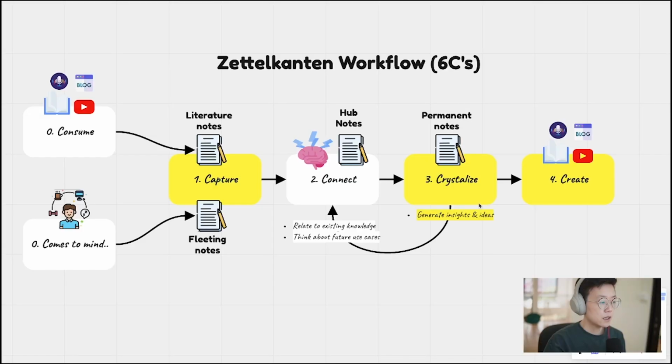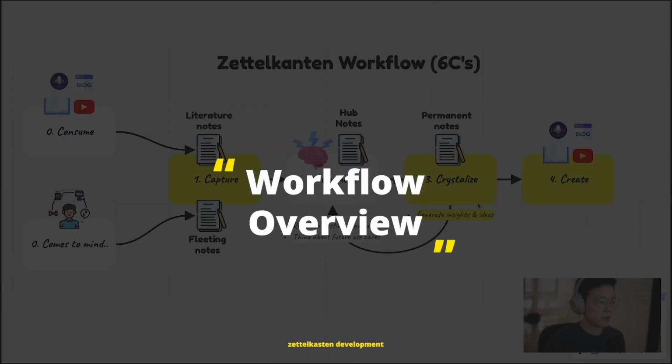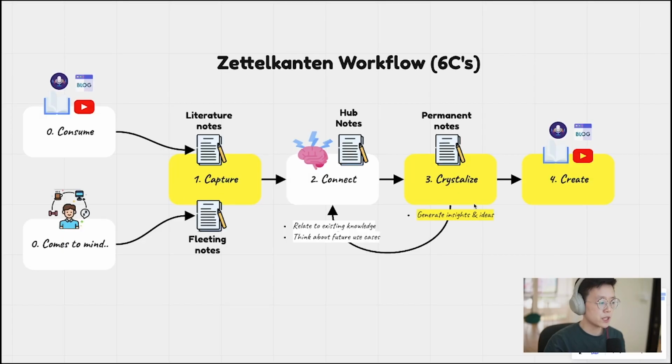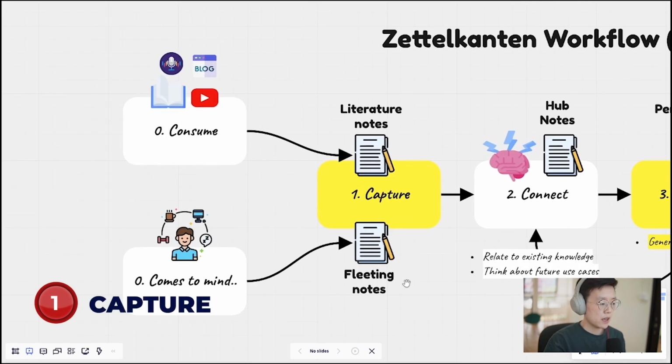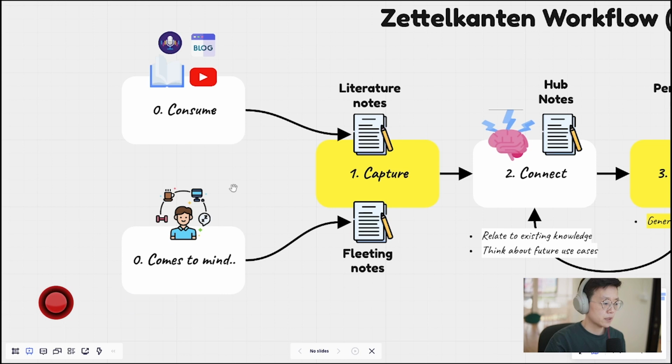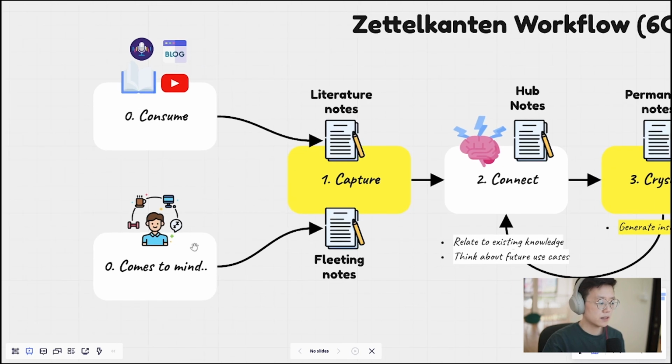So let's go. All right. Let's start with the overview of the Zettelkasten development. There are four steps in the process. First is to capture, and then connect, crystallize, and create. The first step is to capture. What you're going to capture are the things that you consume or the things that come to your mind during the day. The things that you consume, you're going to capture on literature notes, and the things that come to your mind, you're going to capture on fleeting notes.